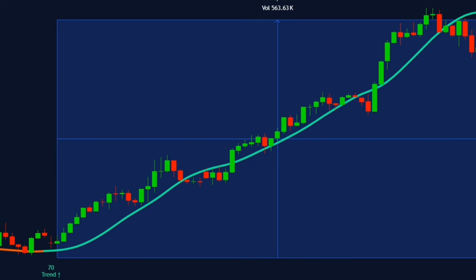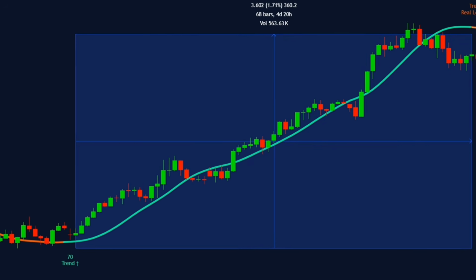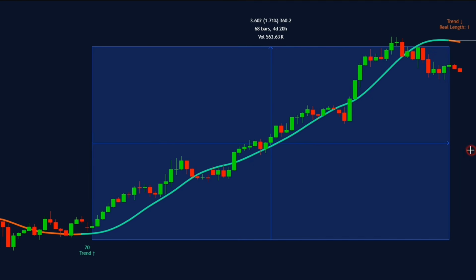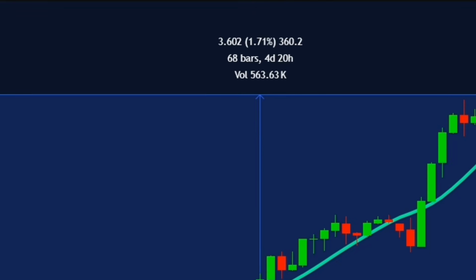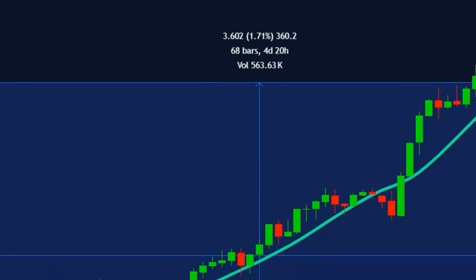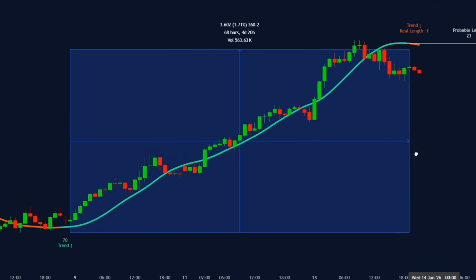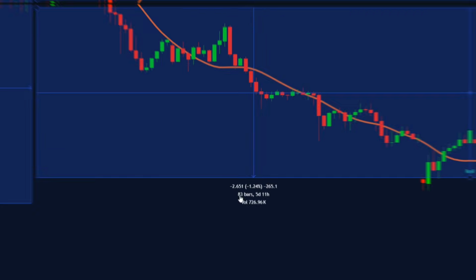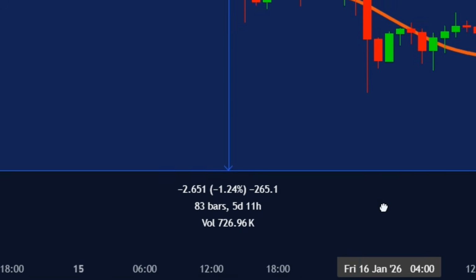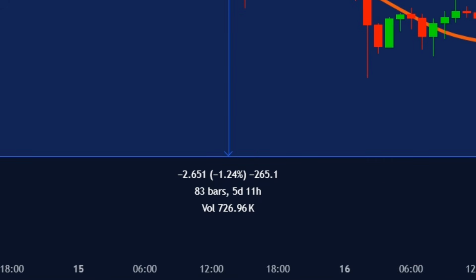These are not random. These numbers indicate the actual length of the individual trend that just finished. For example, look at this number here. This represents the total number of candles during this entire bullish trend. You can confirm that by manually counting the bars yourself. Then, look at this number on the bearish side. This is the count of candles during this specific downward move.